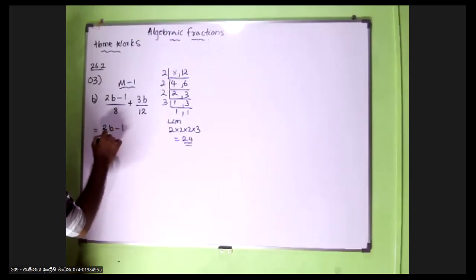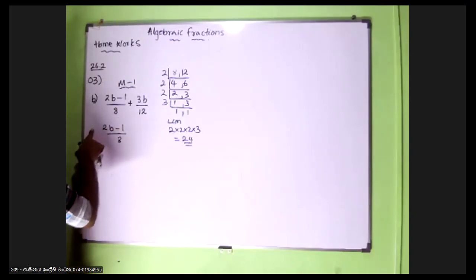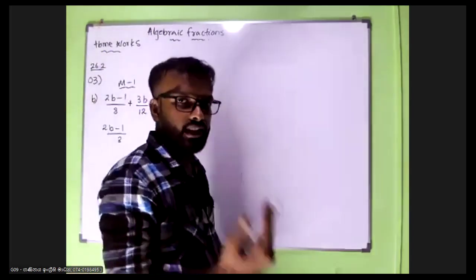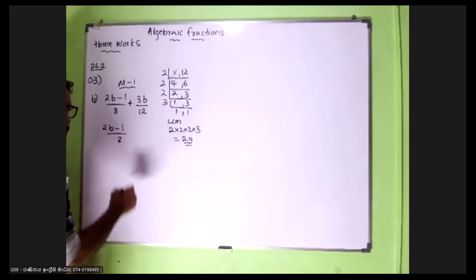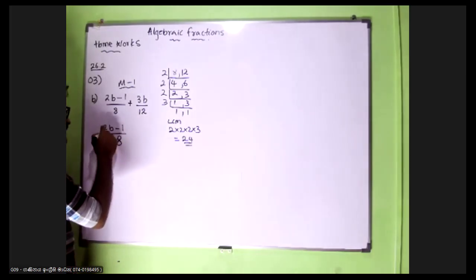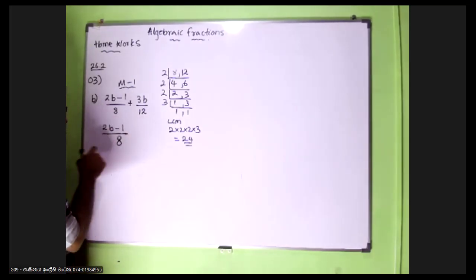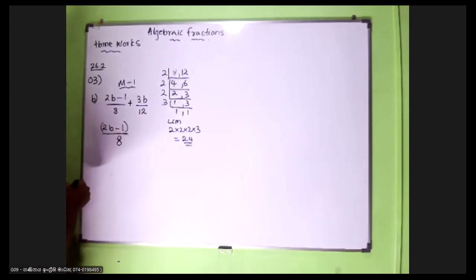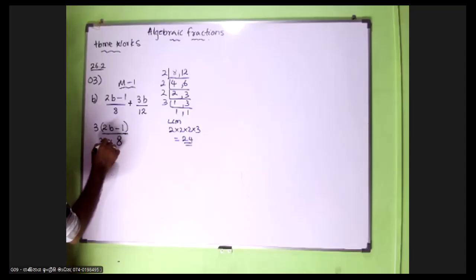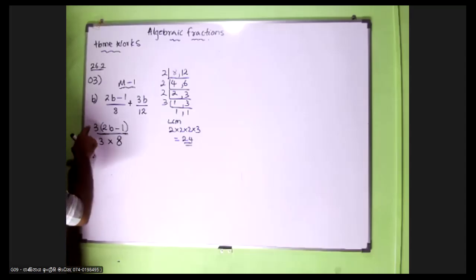So 2b minus 1 divided by 8. How do you convert 8 into 24? By multiplying by 3. Now, in this kind of situation, in the numerator I have an expression. I will put a bracket and multiply this numerator by 3, and the denominator by 3, with the multiplier at the front. So it will be much easier.